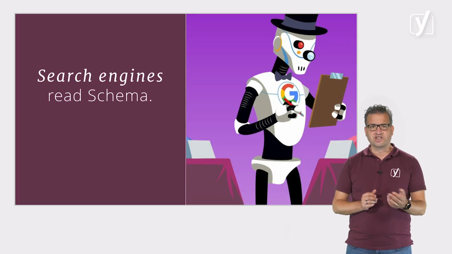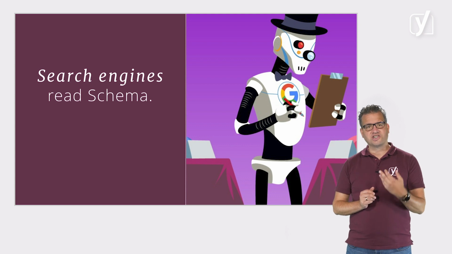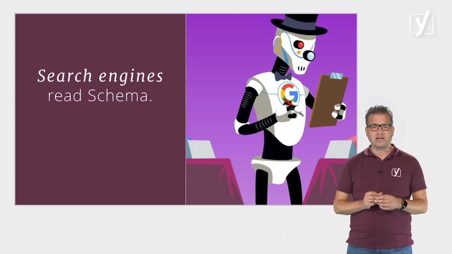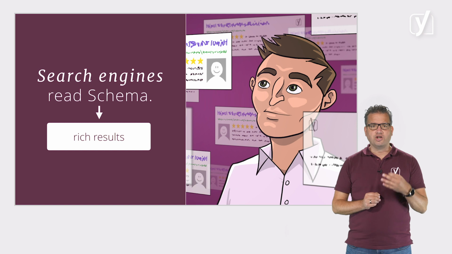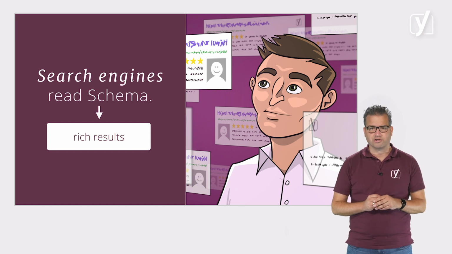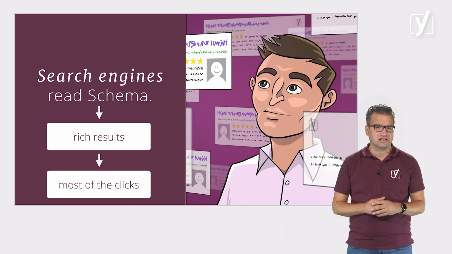Search engines can read schema, which helps them understand your content. The content they understand has a better chance of getting displayed as a rich result. We know why we all want those rich results. It's because they get most of the clicks.